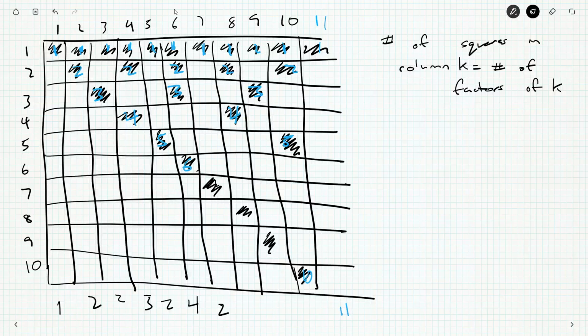So, what can we do to use that to our advantage? For example, 9 should have 3 of them because it's got 1, 3, and 9. 12, don't even have 12 on here, but 12 has factors of 1, 2, 3, 4, 6, and 12. So 12 should have 6 of them.